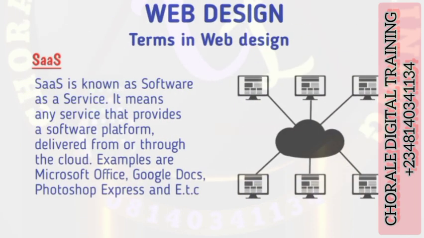The next thing is SaaS. SaaS is known as software as a service. It means any service that provides a software platform delivered from or through the cloud. For example, you have Microsoft Office, an example of a SaaS software. Like Google Docs is a SaaS software, where you have Google Forms, I taught you that in the last class. Google Docs is an app, but it's being done on the web. So like Photoshop Express, and the rest of them, there are many of them. So that is SaaS.